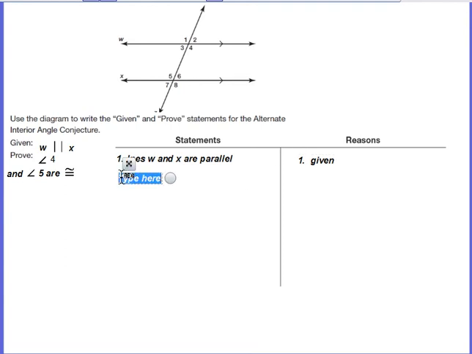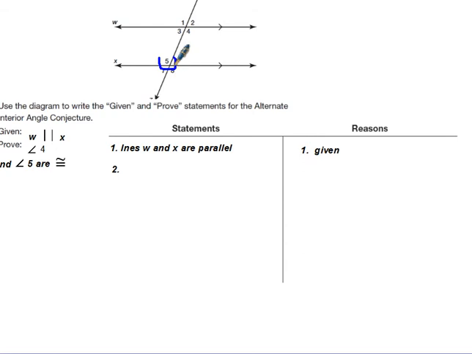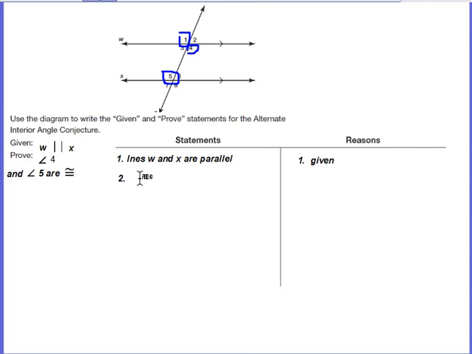Based on our prior knowledge, we can deduce that corresponding angles are congruent. So we need a pair of corresponding angles that has some relation with 4 and with 5. So let's circle those 4 and 5. What can I use? I can use 1 and 5. That should work. They're corresponding and they relate to 4 and 5 because 5 is in the pair of 1 and 5. So we'll put here angles 1 and 5 are congruent.